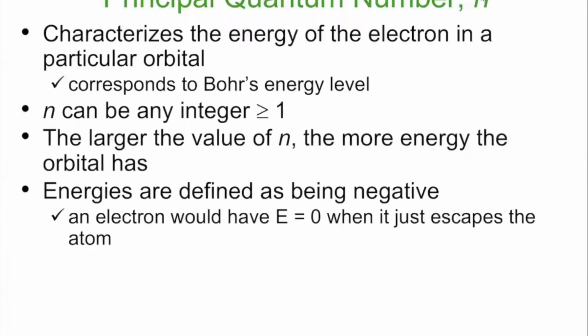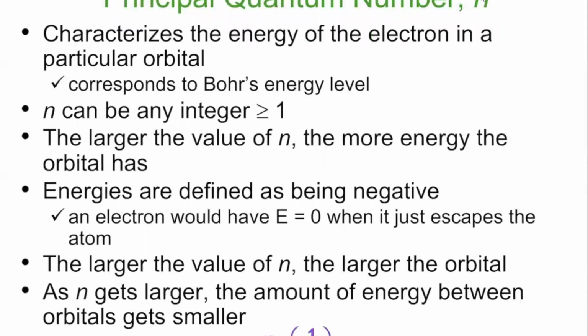So starting with the principal quantum number n. That one is going to tell you the main energy, the size of the orbital. And this came from Bohr's model. That number n can be any integer greater than or equal to 1, so it can be 1, 2, 3, 4, 5, 6, and we can go up to 7. Why? Because we have 7 periods. The larger that value of n, the more energy the orbital has. What that means is that n equals 5 has more energy than n equals 1.